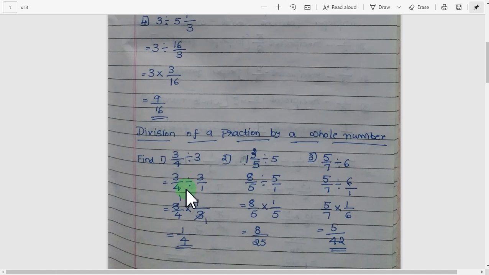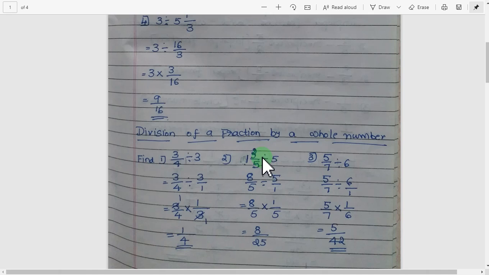In the next step, convert division into multiplication. When you convert division into multiplication, write the reciprocal of the second fraction. Here division is possible, cancel it. So multiply numerator into numerator and denominator into denominator. What you have to remember: the first step is writing the whole number as a fractional number, so 3 by 1. In the next step you change division into multiplication and take the reciprocal of the second fraction. If division is possible, divide it and then multiply numerator into numerator and denominator into denominator.